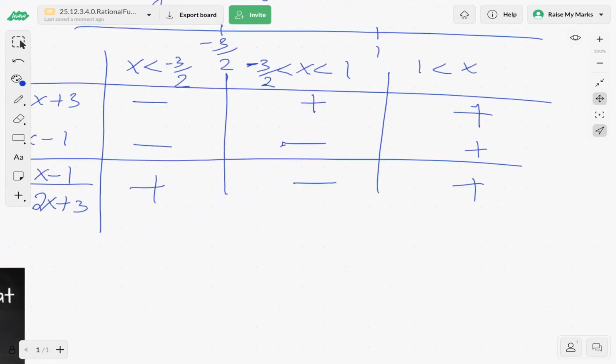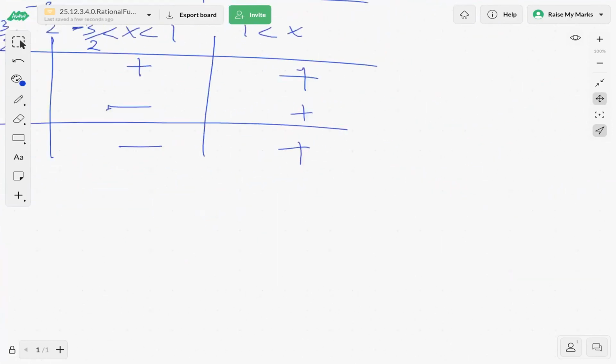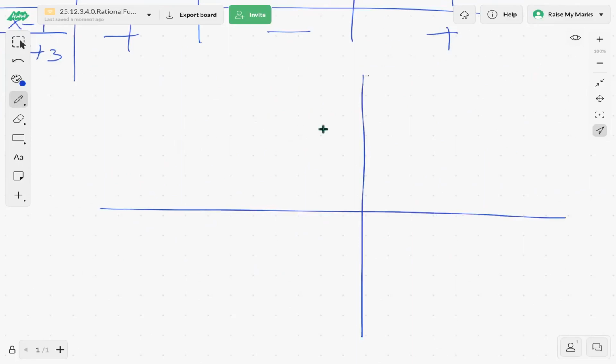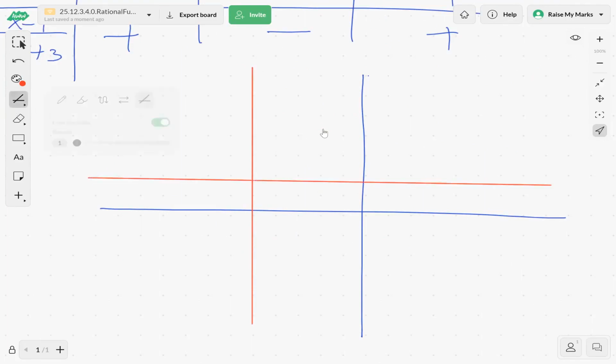Now let's graph our function. Let's do that down here, right below. Let's draw our axes in. Let's put in our vertical asymptote in red. Okay, let's make a nice straight line. And let's put in our horizontal asymptote, in red too. Our asymptotes are in red. Let's label them. The horizontal asymptote is y equals 1/2. The vertical asymptote is x equals -3/2.